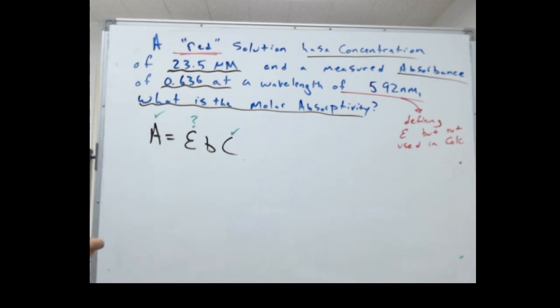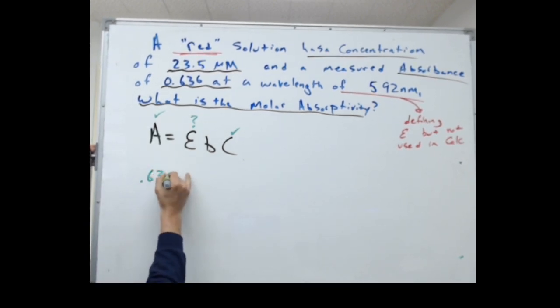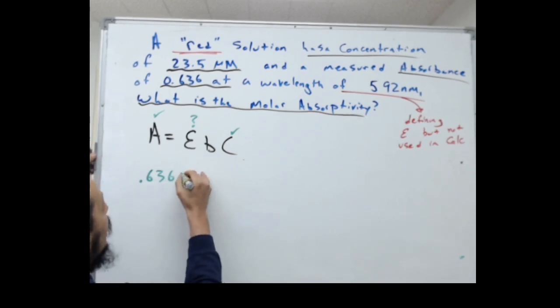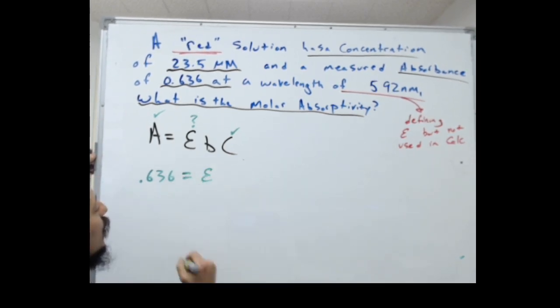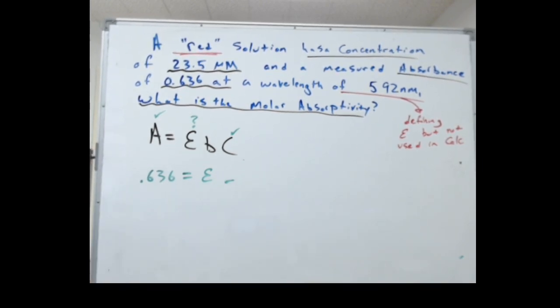So let's go ahead and start plugging in the parts we know and solving this. We've got 0.636 for our absorbance. You'll notice absorbance has no units because absorbance is a ratio of intensities. It ends up with no units. Epsilon is what we're looking for. We're not given a path length.